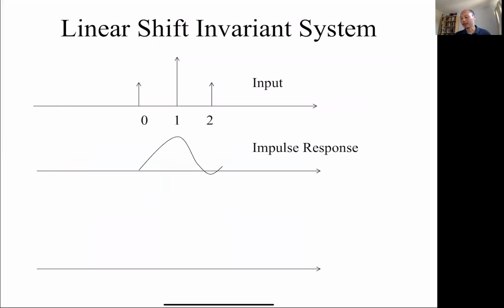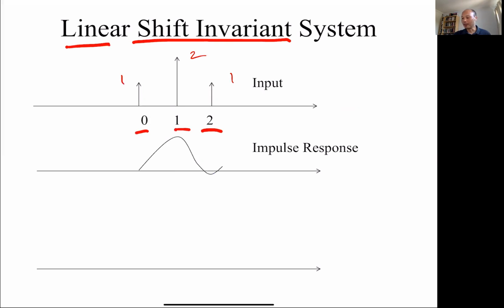And it turns out the intuition is very simple. If I have a shift invariant system, it's linear. If it's linear and shift invariant, I have very nice properties. Let's say this is my input. It's got values at 0, 1, and 2. Let's say this is height 1, maybe this has height 2, this has height 1.